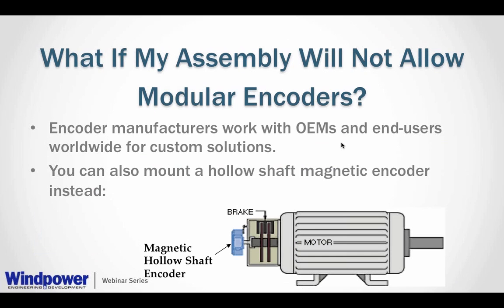So what if you can't use those? I touched on this before with the generators. Perhaps you don't have a precise assembly. Perhaps you don't have a flange. You can't use a no-bearing encoder. It doesn't prevent you from using magnetic encoders in your wind turbines. That is, you can use a hollow shaft encoder.